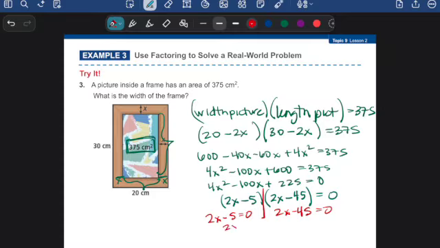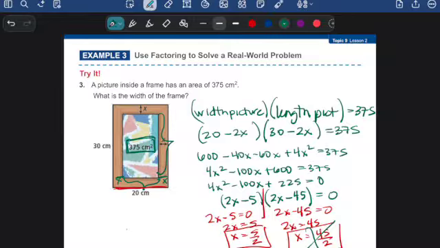Okay, add 5 to both sides, and then divide by 2, so x equals 5 over 2. Add 45 to both sides, and then divide by 2, x equals 45 over 2. Okay, so 2.5 or 22.5. Those are our solutions. Which one do you think makes sense? Do you think the width is going to be 22.5, bigger than the width of the whole frame? Probably not. So this solution does not make sense for our real world situation. So we know the width of the frame is going to be 2.5 centimeters.